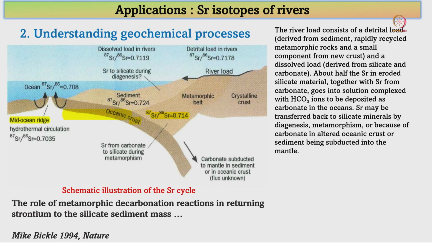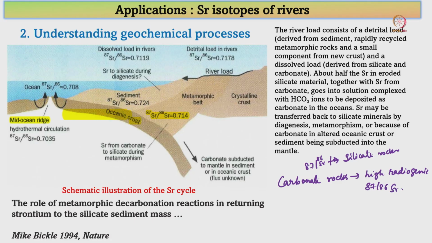87 strontium by 86 strontium will be high in silicate rocks. But what if I tell you that certain carbonate rocks also show very high radiogenic 87 by 86 strontium values. In some regions, particularly in the Himalayas, we have a record of certain types of carbonates from the lower Himalayan stratigraphic series that have extremely high 87 by 86 strontium that can reach up to values of 0.8.